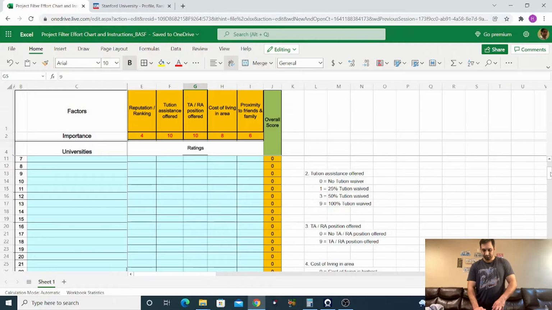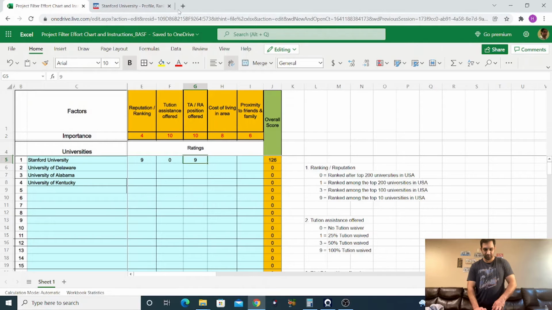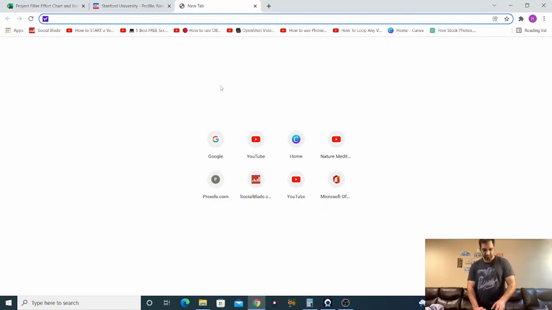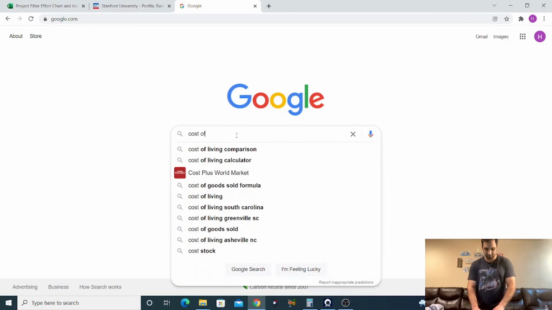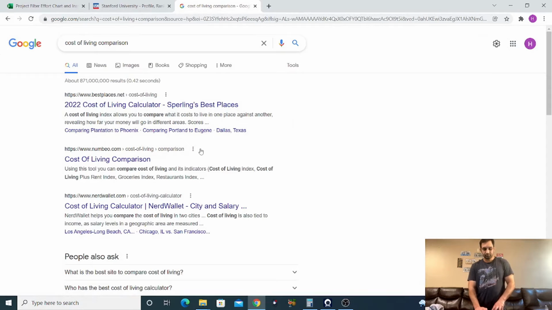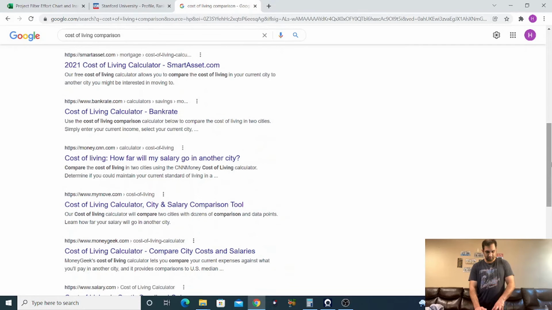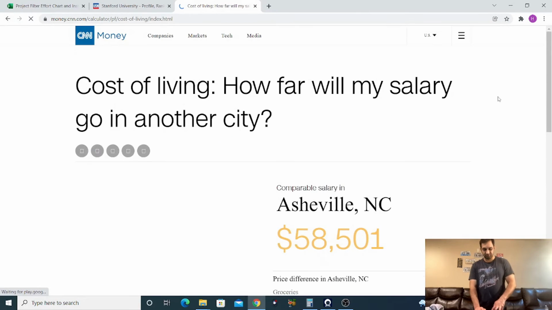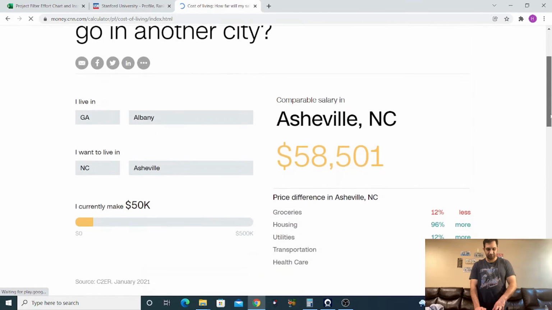Cost of living. So cost of living, again there are several different tools available for that. I'll show you the one I like to use. If you just Google cost of living comparison, and then come down to this one, the one from CNN.com. So this one is pretty accurate, and I've used it a lot. I've seen many recruiters use it. So you can use this tool as well if you like it.